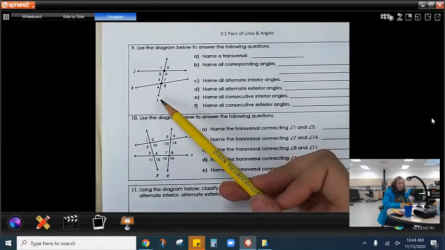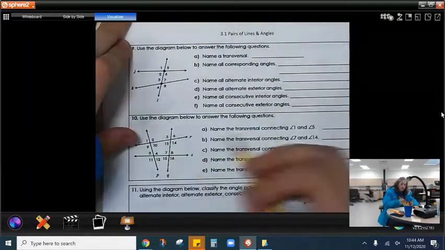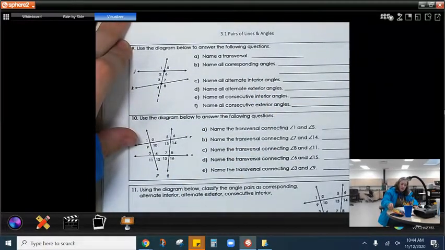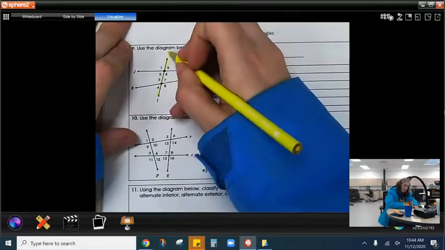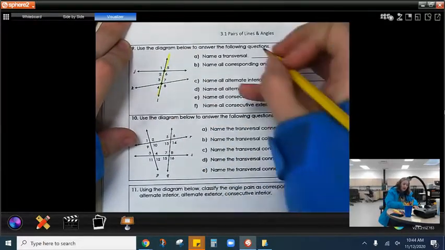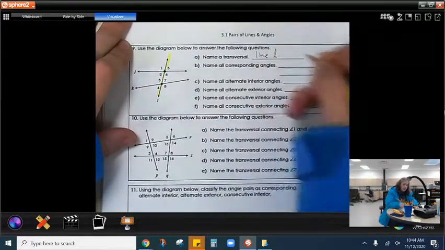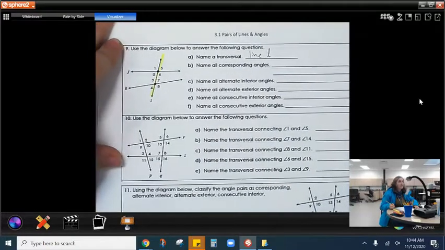All right, this first one, name the transversal. Well, we have it. I'm going to highlight it for us because it helps our brains, my brain at least, and that is line L. Line L is the transversal, not Lionel, but line L.